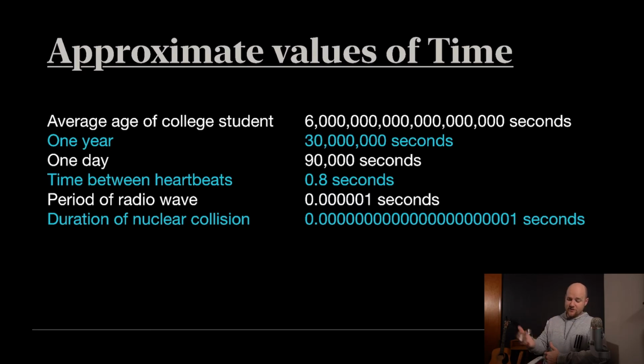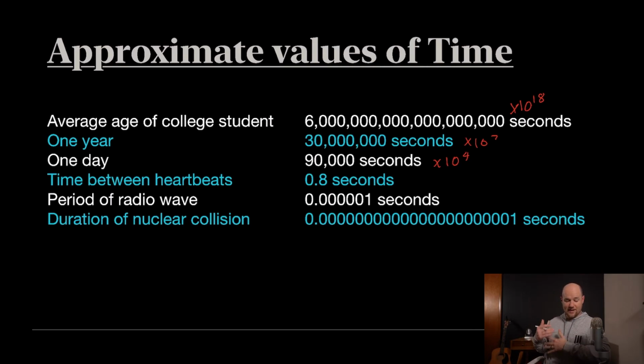So the average age of a college student is a lot of seconds. We usually don't measure it in seconds. We'll say years or something, but it's that many seconds on average. And that's an order of magnitude of times 10 to the 18 seconds. And just 1 year, if we're measuring it by seconds, is times 10 to the 7th. And then 1 day, which is somewhere around 90,000 seconds. It's actually 86,400 seconds. But remember, we're doing approximations here. So it's about times 10 to the 4th. That's the order of magnitude of seconds in a day.